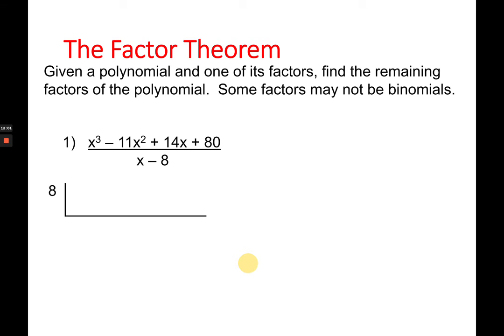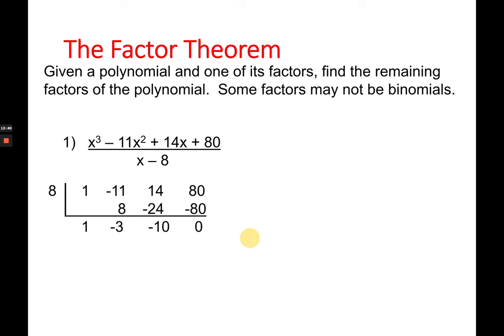Write down your 8, then your x cubed coefficients: 1, negative 11, positive 14, 80. Let's test 8. If this results to 0 at the end, then there is no remainder, and it is a factor. X minus 8 is a factor. Bring down 1. 1 times 8 is 8. 8 minus 11 is negative 3. Negative 3 times 8 is negative 24. Negative 24 plus 14 is actually negative 10. Negative 10 times 8 is negative 80. And it is a 0. Therefore, indeed, x minus 8 is a factor.